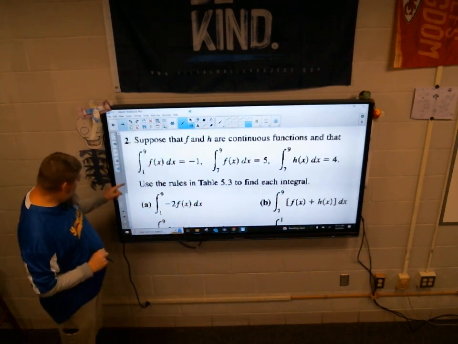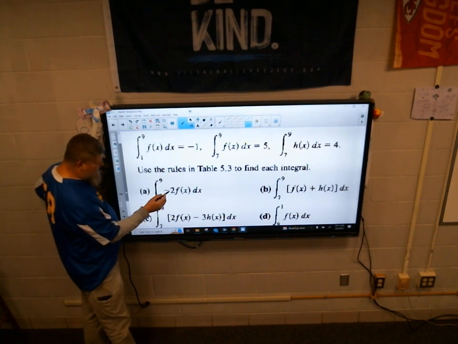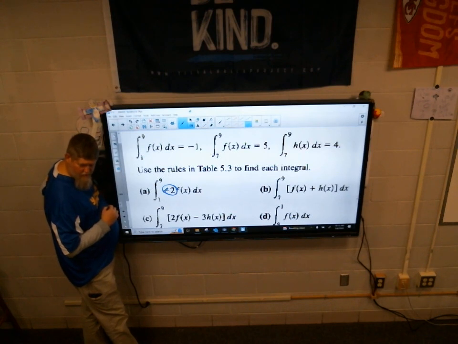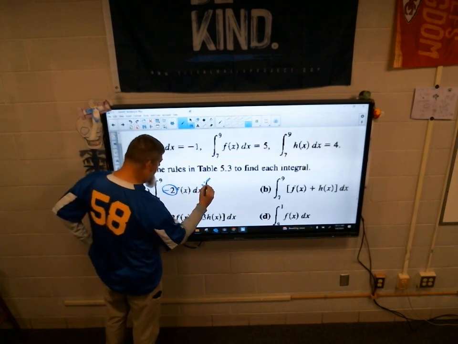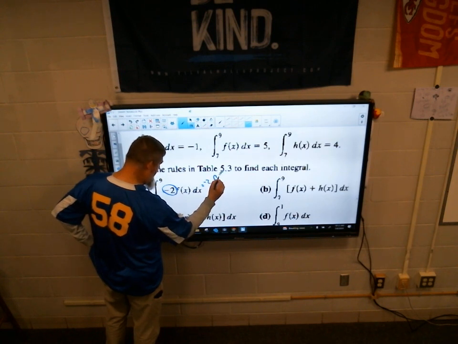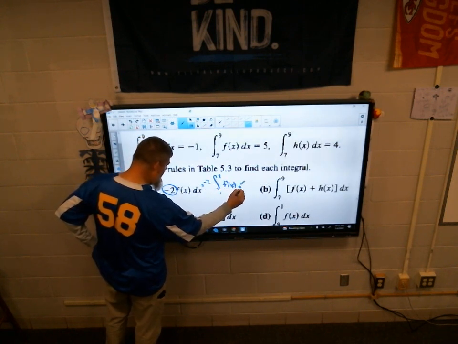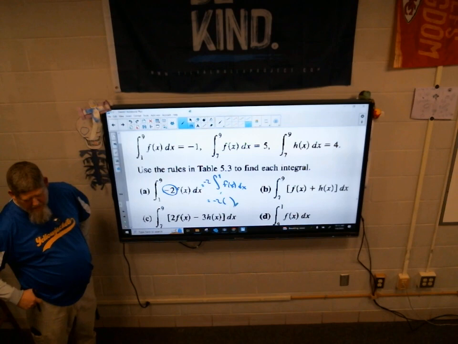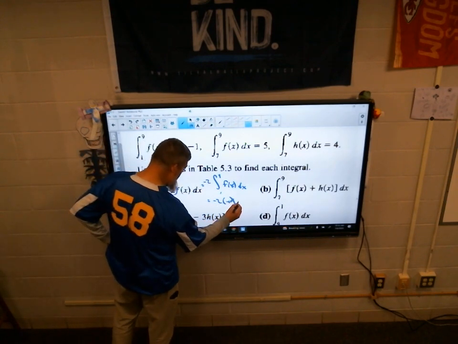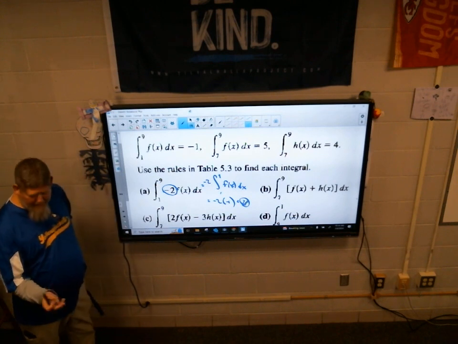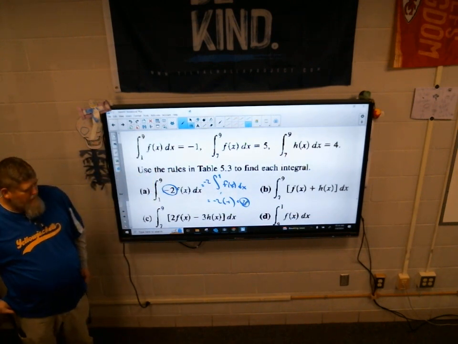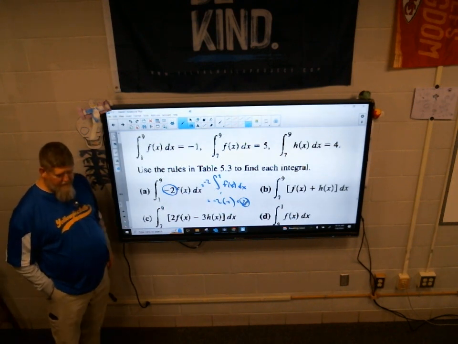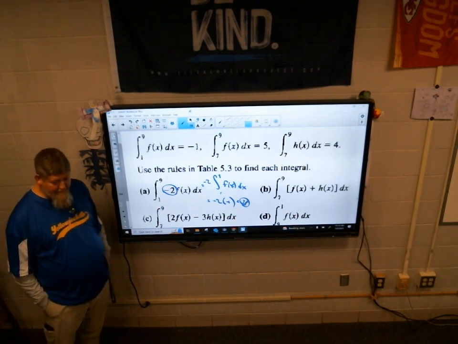So in part A it says, find the integral of -2 f of x. Well, what can I do with that -2? Oh, move it out, because it's a constant. Move it out front. So it simply equals -2 times the integral from 1 to 9 of f of x dx. What is the integral from 1 to 9 of f of x dx? -1. So we'll take -1 times -2, and the answer is 2. You might want to wait until we do the whole 6 of them.